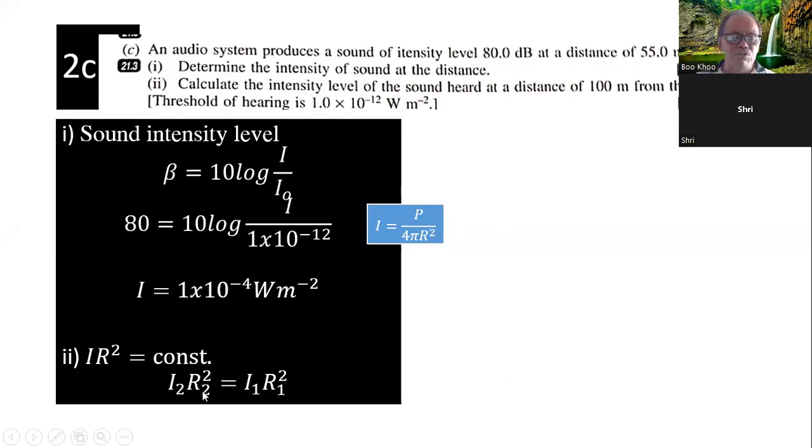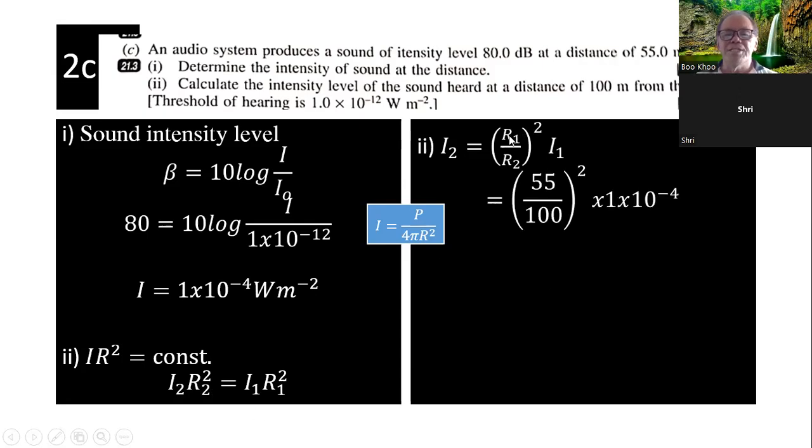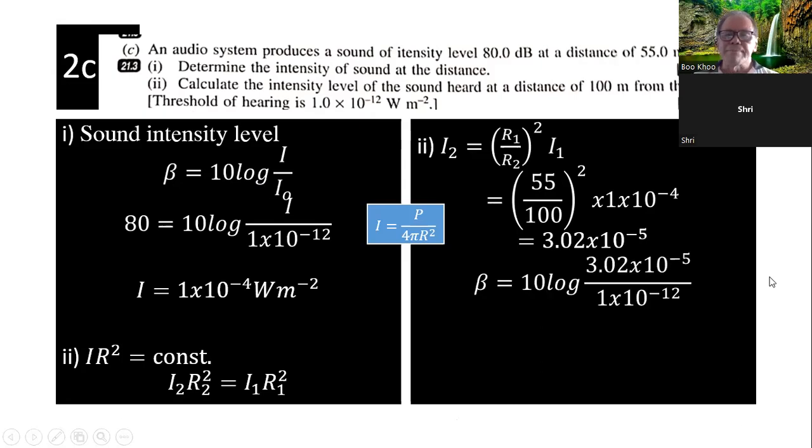So I2 R2 square equals I1 R1 square. I want to find your intensity, I2. So calculating again, take my R2 down. That's what my equation gets, and put in your formula. Initially, R1 is 55, R2 is 100, and that's your I1. Calculate it out, then use the formula to calculate back again. That's your I2. This I0 is given to you, that I know.